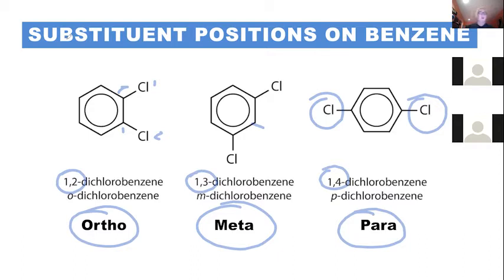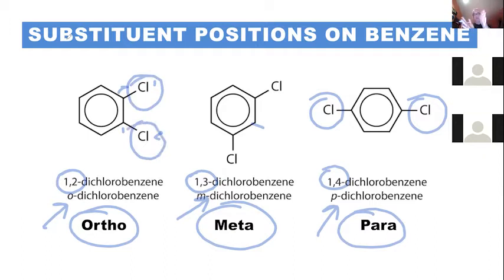We could also call them ortho-dichlorobenzene, meta-dichlorobenzene, and para-dichlorobenzene. Organic chemists use this a lot because it's really important in the chemistry. Like when synthetic chemists are making drugs or something, when they want a particular reaction to take place, it's really important where the substituents are.